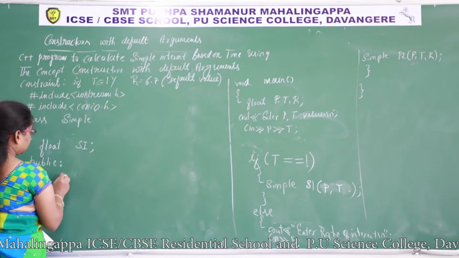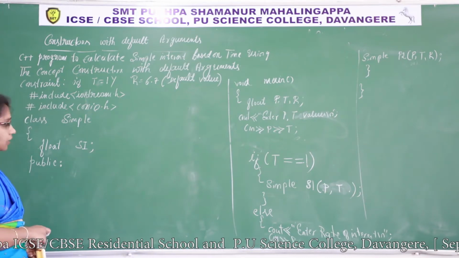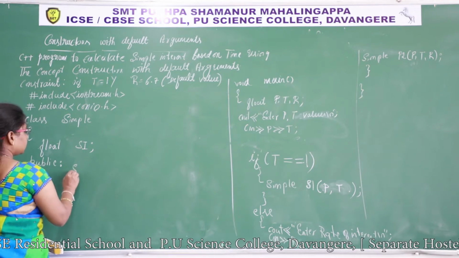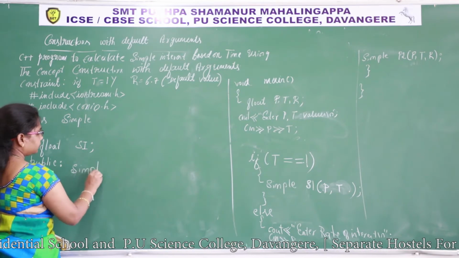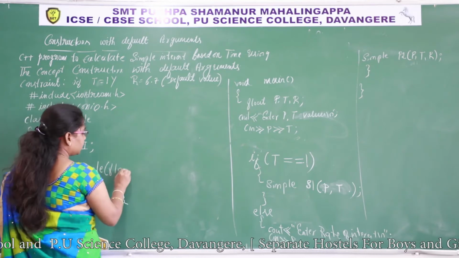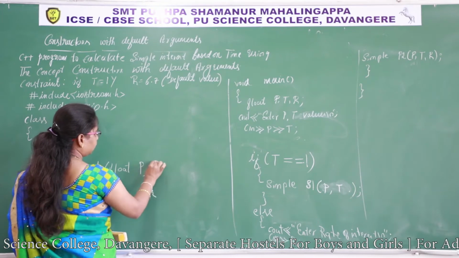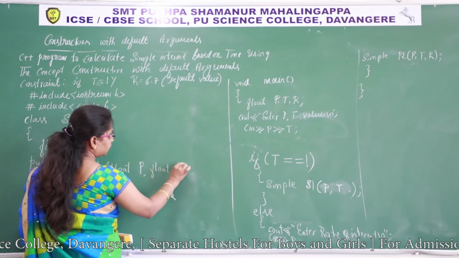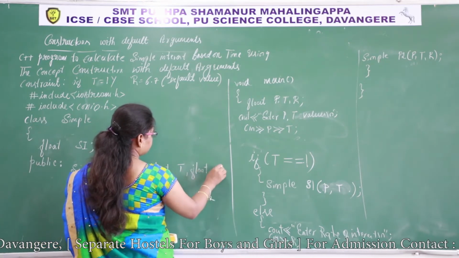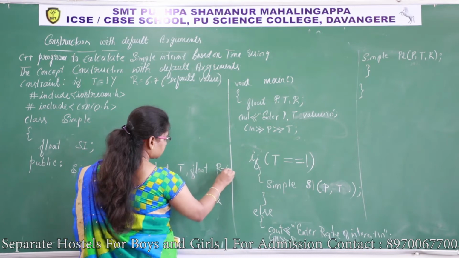See here, how to write the constructor. At most I am passing three arguments there, so I have to take a three-argument parameterized constructor here. Simple, floating type values I am passing there: float P, float T, float R is equal to 6.7.